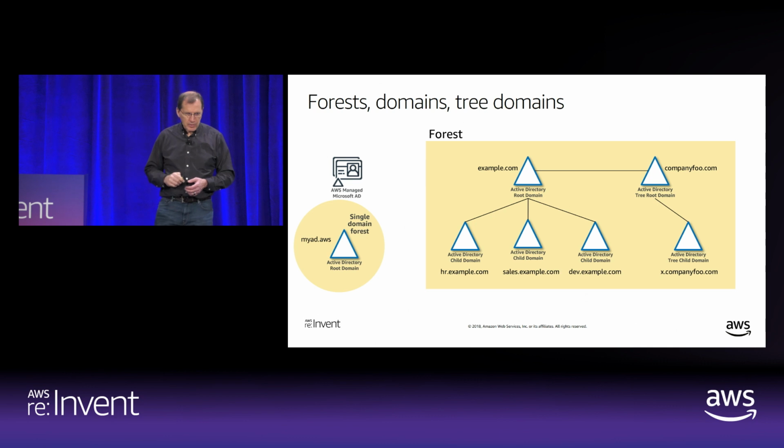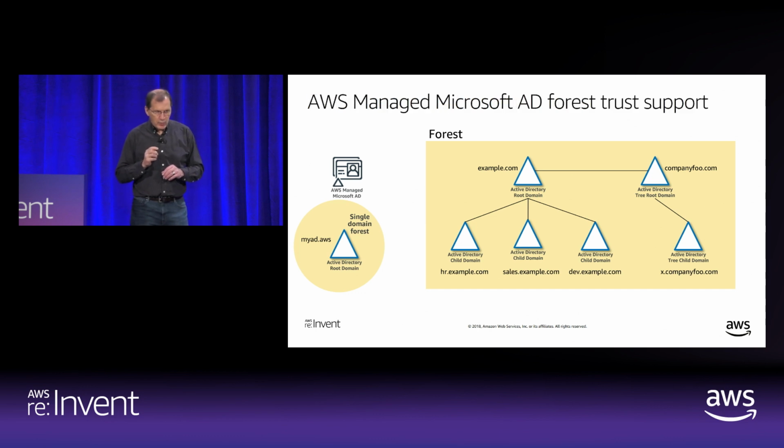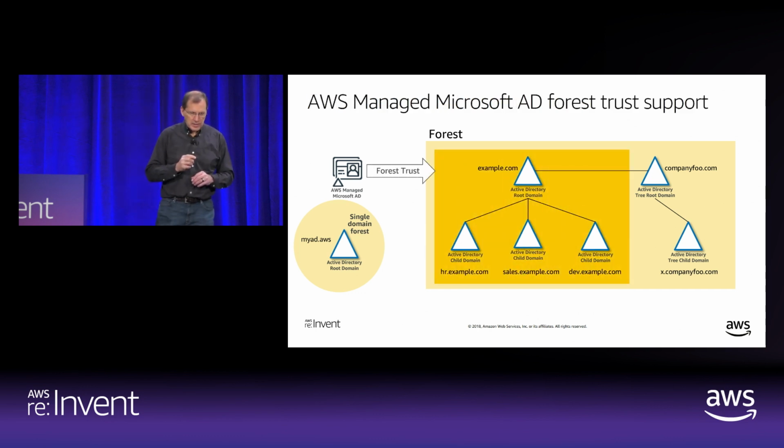Now, if I create a directory, a managed AD in the cloud, it's a single domain forest. So it has a root domain, and it does not allow any child domains at all. Now, I could create a forest trust. And in a forest trust, then I'm trusting the entire forest, but not the tree domain. It allows me to get to the root and all the children.